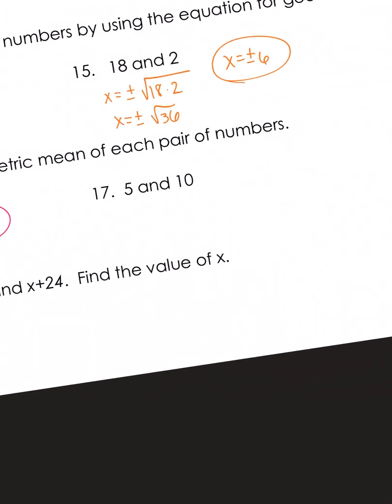Let's take a look at number 7. So for the arithmetic mean, we're going to add these up, divide by 2, we get 7.5. For the geometric mean, I'll use the equation this time, so it is plus or minus the square root of the product of 5 times 10, which is 50. Perfect square factor that goes into 50 is 25 times 2, and the square root of 25 is 5.